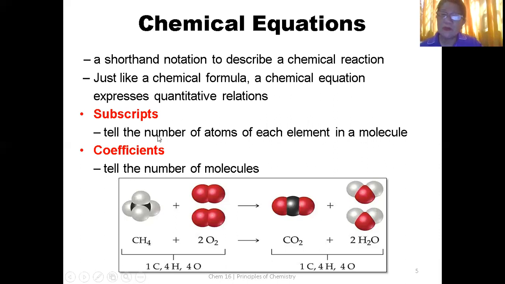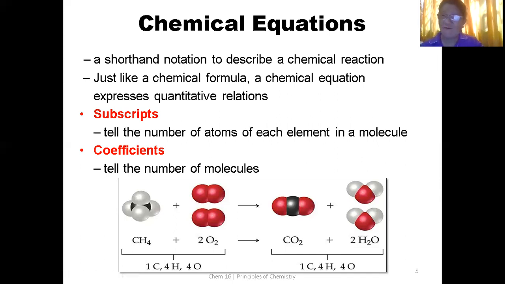We have a subscript. What do you mean by subscript? It tells the number of atoms of each element in a molecule. For instance, here is methane. Methane has a formula of CH4. With this subscript, you will see that there is one atom of carbon.